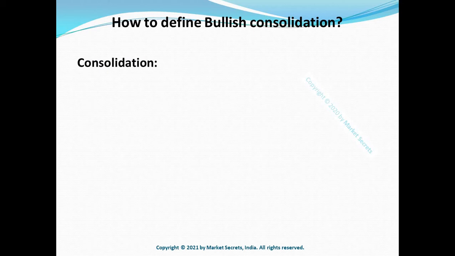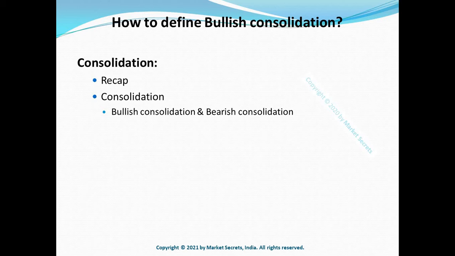In the previous lessons, we have seen different types of trends and how to identify whether we are in an uptrend or a downtrend. Now we are moving to the next type of the trend, which is consolidation. There are two types of consolidation. There is bearish consolidation and there is bullish consolidation.